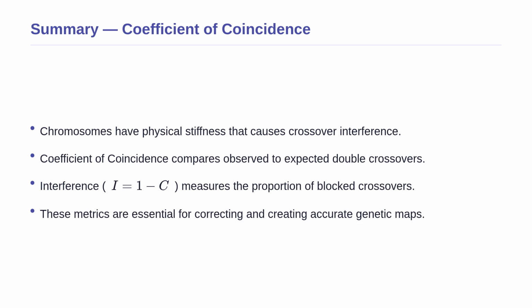Third, interference is simply the inverse of coincidence, measuring exactly what proportion of crossovers were blocked. Finally, these calculations are not just theoretical. They are absolutely essential for geneticists to correct map distances and build accurate genetic maps. You now have a solid understanding of how physical constraints shape genetic inheritance. Great job today.